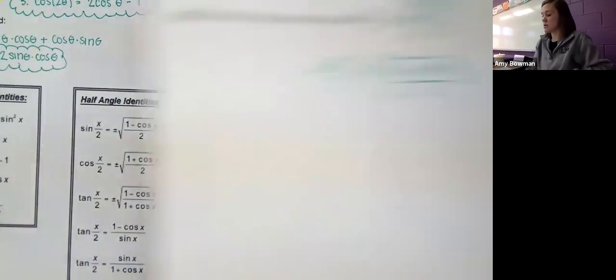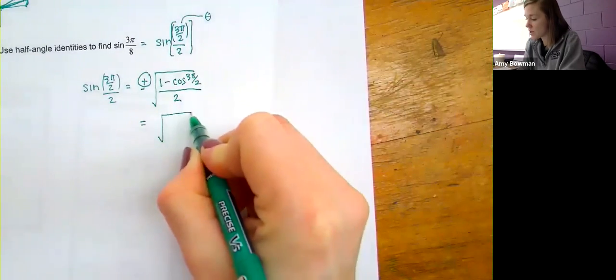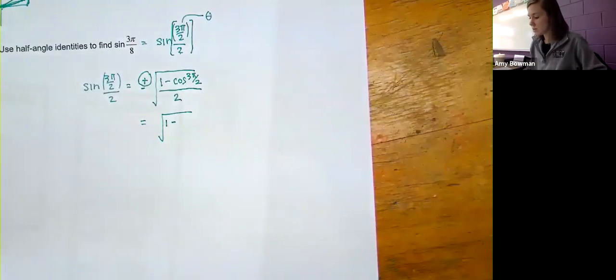So this is the positive root of 1 minus the cosine of 3 pi over 2. Wait a second. Sorry, guys. I just did 3 pi over 4, not 3 pi over 2. So if you're wondering what the heck I'm talking about, I'm so sorry.